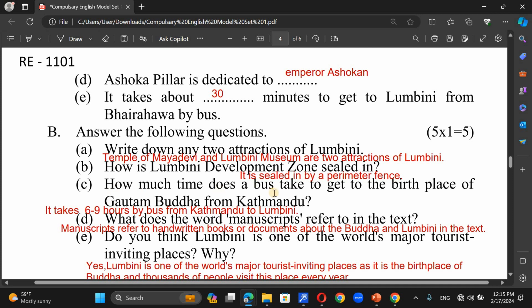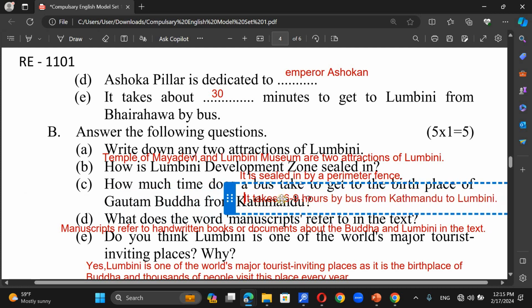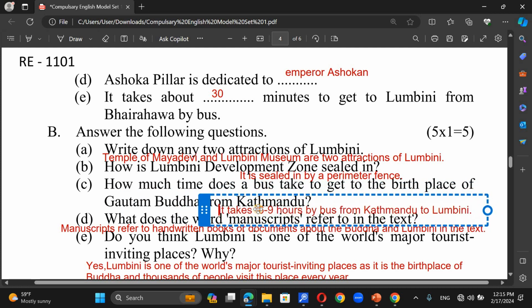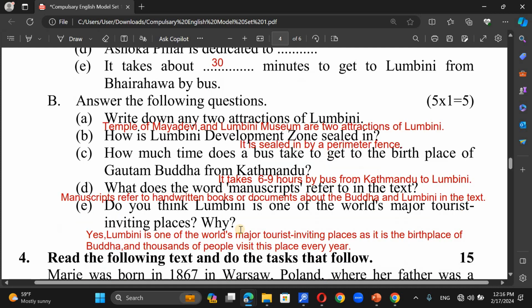Now see, how much time does a bus take to get to the birthplace of Gautam Buddha from Kathmandu? It takes 6 to 9 hours by bus from Kathmandu to reach Lumbini. Next, what does the word manuscripts refer to in the text? Manuscripts refer to handwritten books or documents about the Buddha and Lumbini in the text. So here manuscripts means handwritten books or documents which are about Buddha, Siddhartha Gautama and Lumbini.